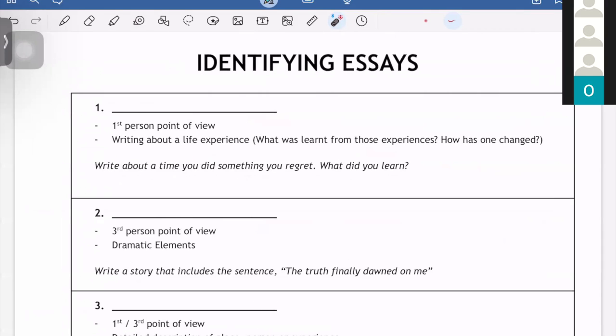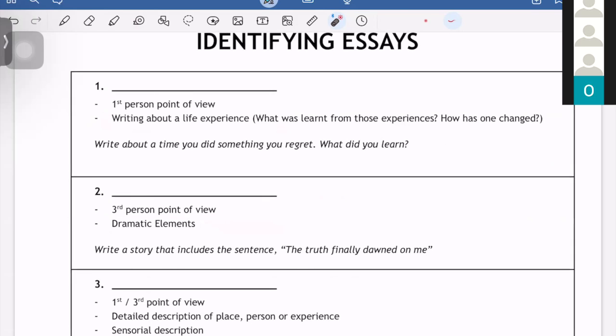You would see there are some blanks here. So I have not given you what the essay types are, but I have given you information or details that these essay types would be. Let's look at the first type.